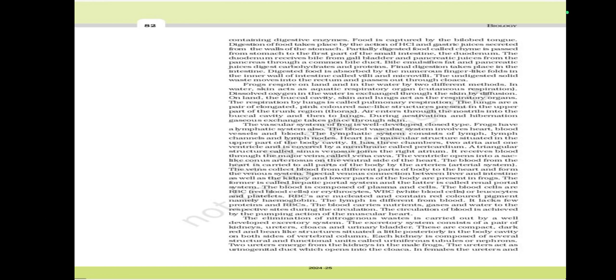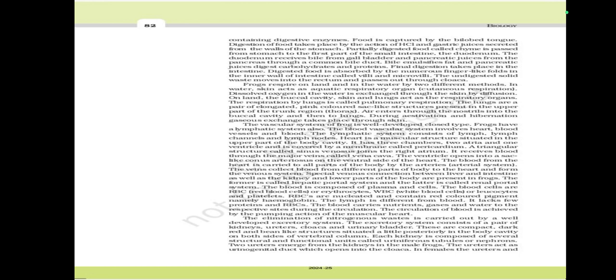The duodenum receives bile from the gallbladder and pancreatic juices from the pancreas through the common bile duct. Bile emulsifies fat and pancreatic juices digest carbohydrates and proteins. Final digestion takes place in the intestine. Digested food is absorbed by the numerous finger-like folds in the inner wall of the intestine called villi and microvilli. The undigested solid waste moves into the rectum and passes out through the cloaca.